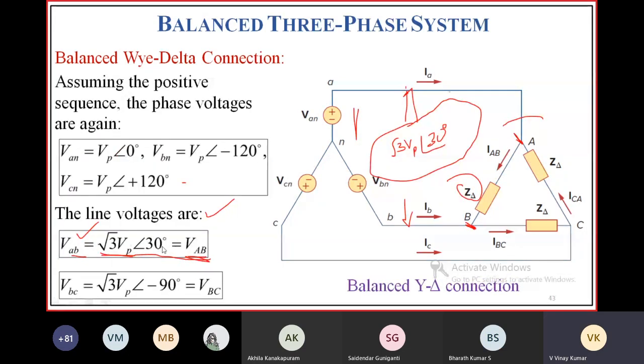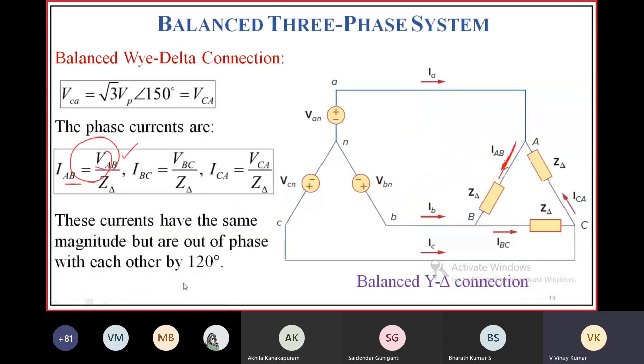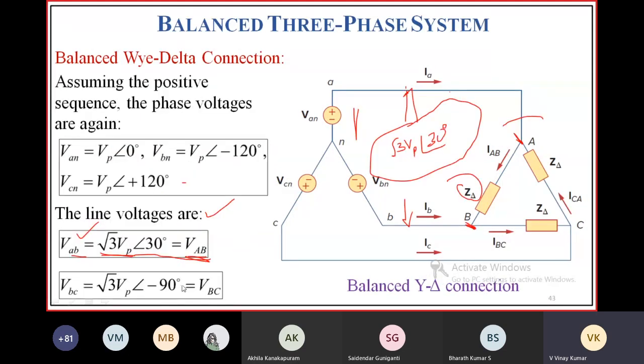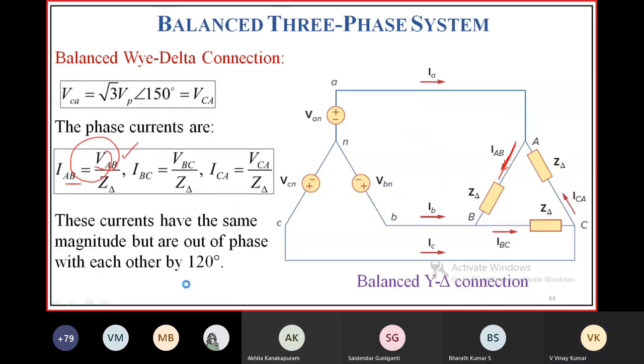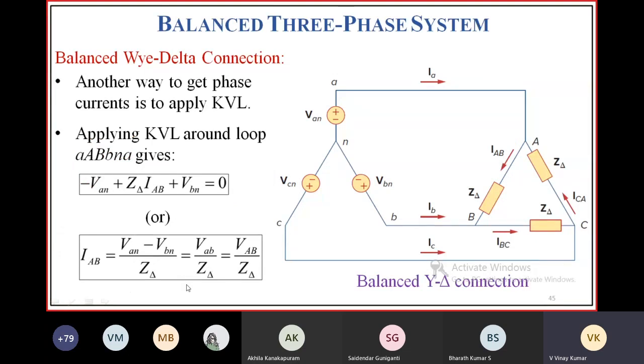This is 30, minus 120, that is 90 minus 120, minus 210 degrees, minus 210 degrees, or otherwise you add 120 degrees to this, or minus 240 degrees. So another way of solving this is by applying KVL around the loop. One is also you get IAB is equal to VAB by Z.